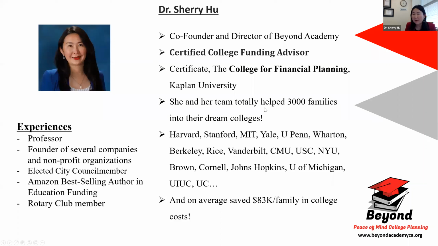We have helped over 3,000 families as a team in the past 8 years. There are a lot of top-notch schools. There are also a lot of state schools, not such top schools, but the right fit for the students. And on average, we saved over $83,000 per family. That's a lot of savings.